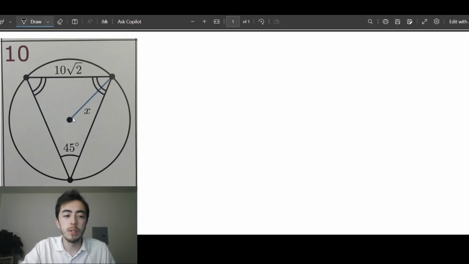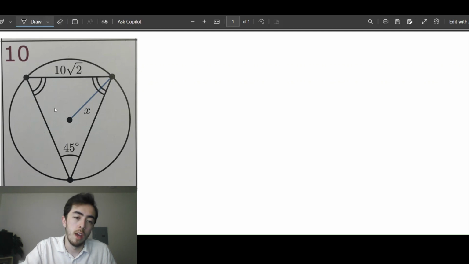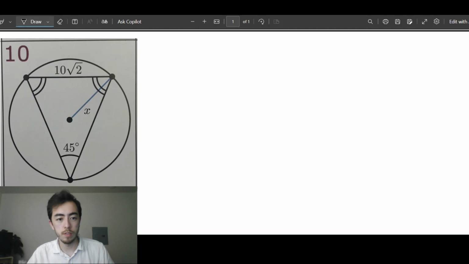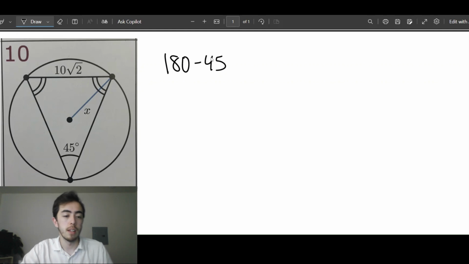And we need to do something with this 45 degrees, with this 10 root 2 to solve for this blue length. And so the first thing that I wanted to explore was the angles of the triangle. It's isosceles. I know I could solve for these, and so maybe that's important. We could just do 180 minus 45 degrees to get how many degrees should be split among the two here, and this should be equal to 135 degrees.